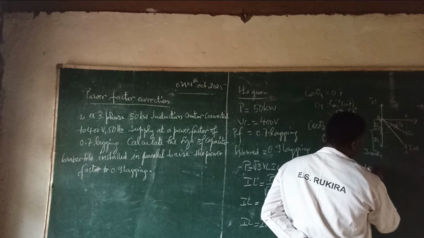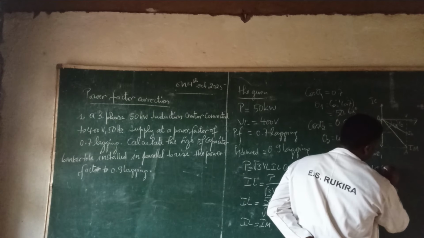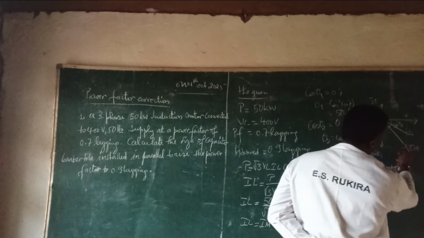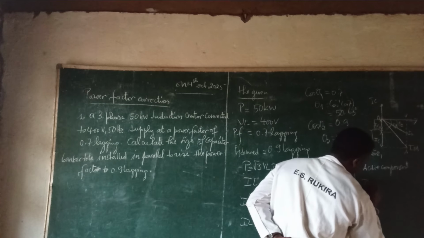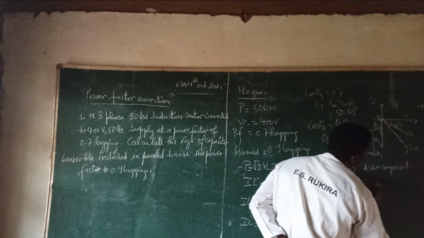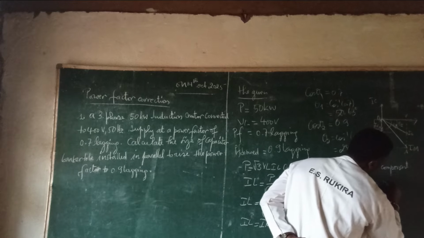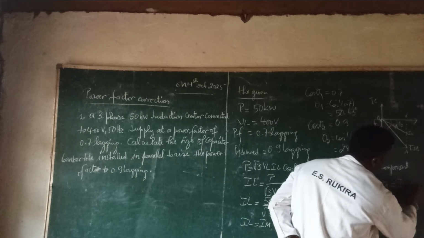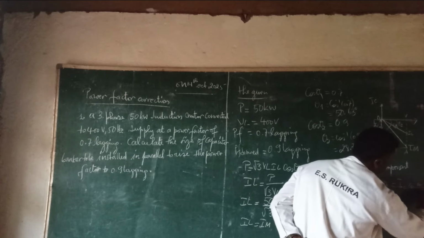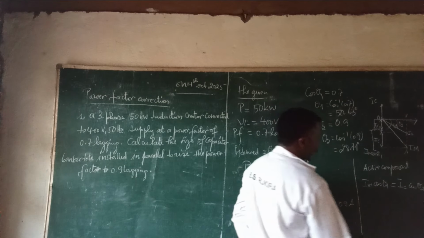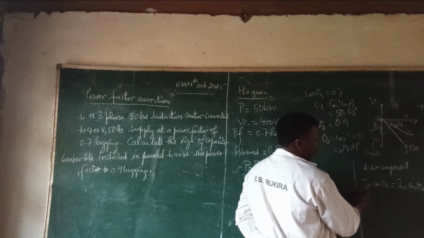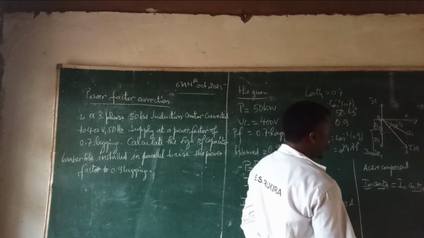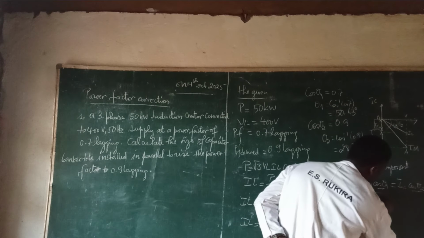For the active components, it means that I_M cosine theta 1 will be equal to I_C cosine theta 2. Now we have I_M and the current consumed, and we have power factor 1 and power factor 2. The remaining step is to get the value of I_C.